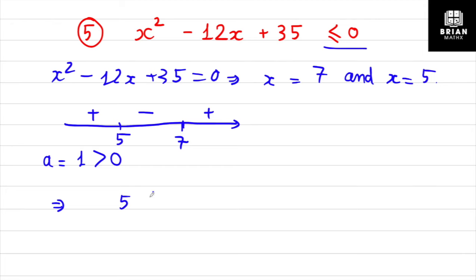So 5 less than or equal to x and less than or equal to 7, because the question has the equal sign, less than or equal to 0. So I will write down the equal sign here and here, because it's possible for the quadratic to equal 0 at 5 and 7. So this is my final answer.